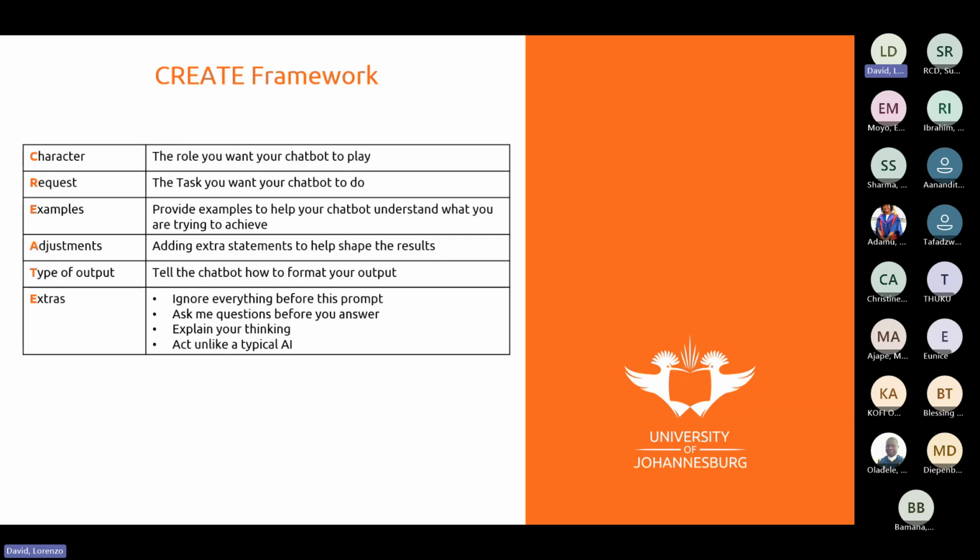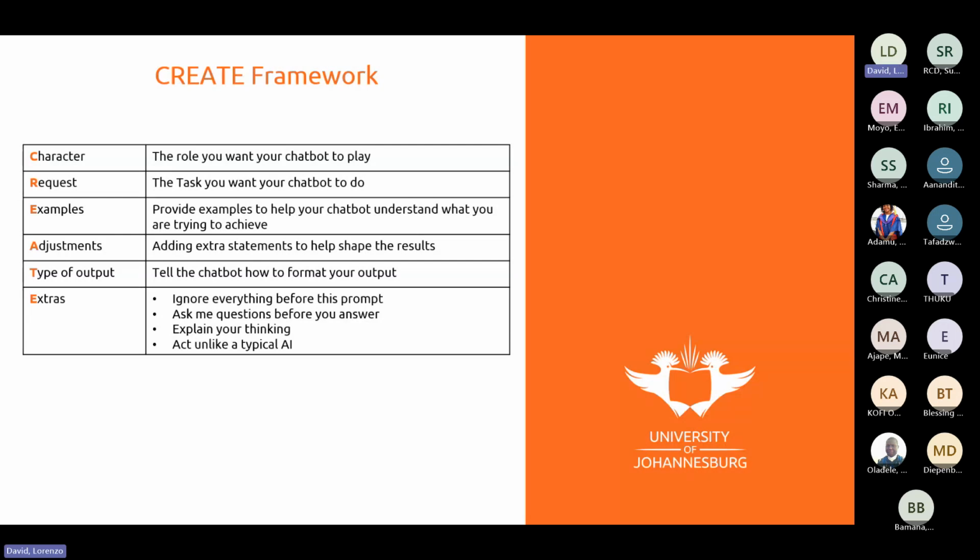The first one would be character. What role do you want your chatbot to play? Let's just say you want to perform a literature search on a particular topic. You will start off your prompt by saying, for example, you are a PhD student in their final year and you are about to write your thesis. Can you develop, and we'll go on to what the request is afterwards. So you're setting the role of who the chatbot needs to play, so it will look at the prompt from that perspective.